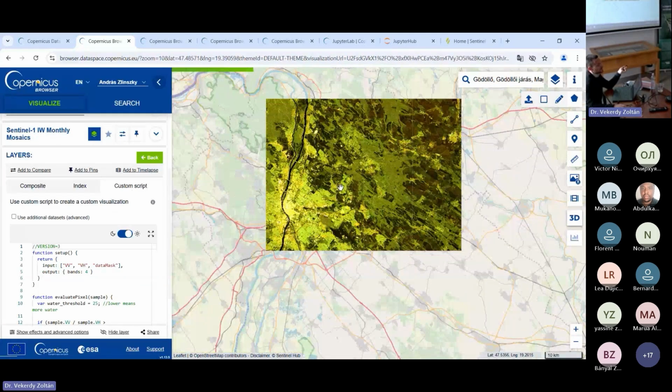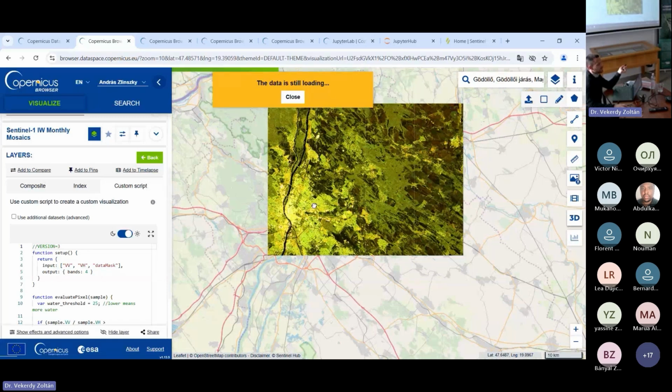The nice thing with this visualization is that it's really good at discriminating water from land. So if we are looking at a flood, then we can see a lot. Let me show you a flood for a moment.